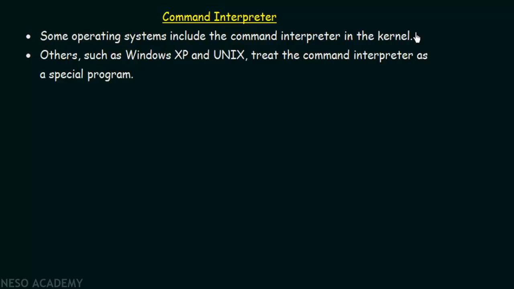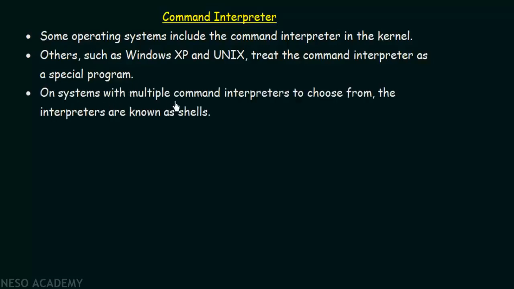You must know that in some operating systems, the command interpreter is included in the kernel itself, whereas in others, such as Windows XP and Unix, they treat the command interpreter as a special program. So these are two points that you should remember: in some operating systems, the command interpreter is included in the kernel, whereas in others, it is treated as a special program. Now, you must have already known about the command interpreters in different operating systems. In Windows, you have the command prompt, also known as CMD sometimes. And in Linux, you have a program known as terminal, which allows you to interact with the CLI. I'll be showing you those examples later on.